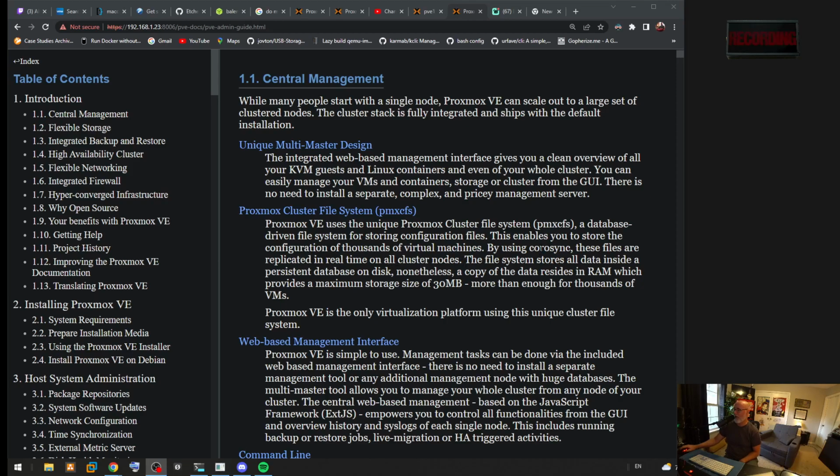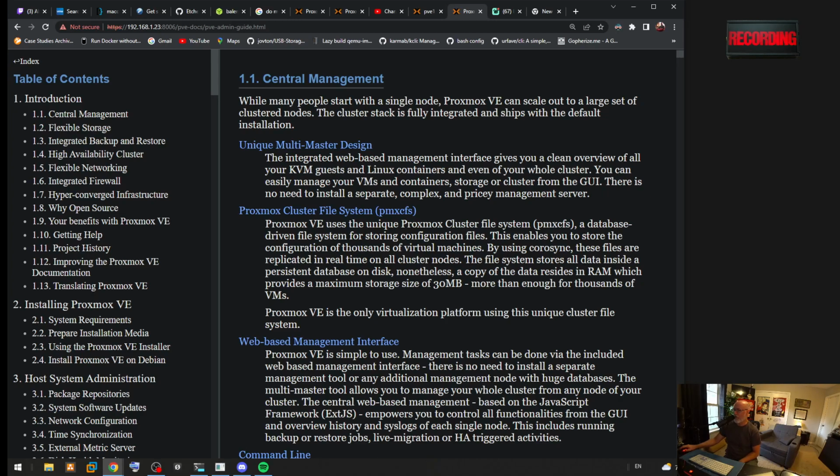Wow. I got to make a note to read about CoroSync. That sounds really cool. The file system stores all data inside a persistent database on disk. Nonetheless, a copy of the data resides in RAM, which provides a maximum storage size of 30 megabytes, more than enough for thousands of VMs. Proxmox VE is the only virtualization platform that uses this unique cluster file system.